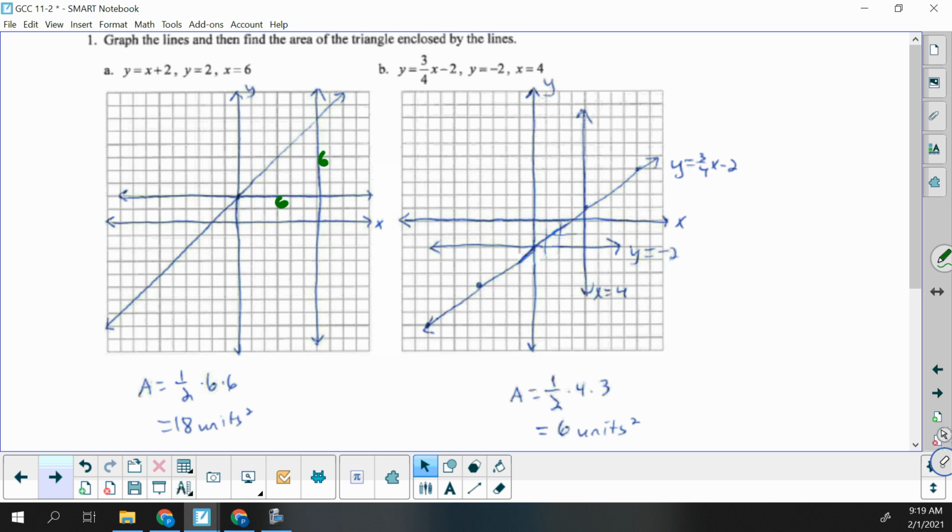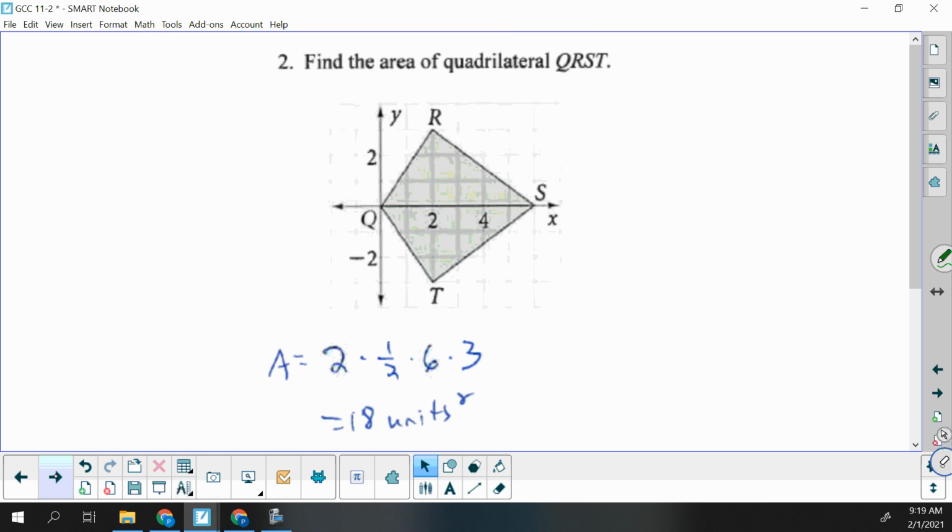In the second one, start at -2 on the y-axis. You're moving up 3 and right 4. Then you're drawing in y equals -2, a horizontal line that's crossing through the y-axis at -2. X equals 4, a vertical line crossing through the x-axis at 4. We now have a triangle that has a base of 4 and a height of 3, so 1/2 4 times 3 gives us 6 units squared. For our area, we have 2 triangles essentially, so you can just do 1/2 your base of 6 times your height of 3, and then double it, so we get 18 units squared.